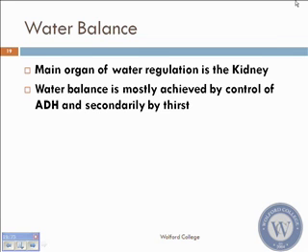Okay? What you have to begin to understand, though, is the ADH mechanism of how the kidney is regulated. Okay? Water balance is mostly achieved by controlling antidiuretic hormone, and partly antidiuretic hormone is responsible for thirst. Okay? There are many different kinds of thirst regulators, but ADH is one of them.